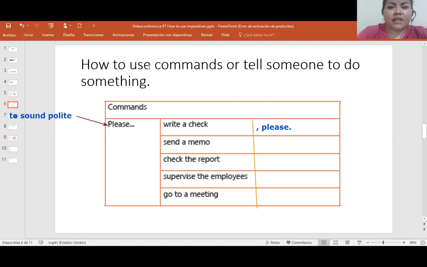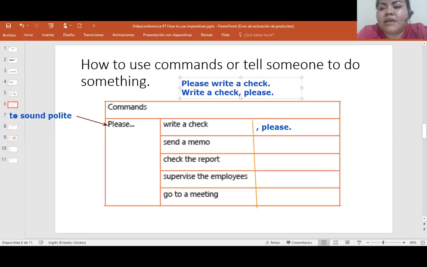So, at the beginning, it will look like this. Please write the check. And if you have it at the end, write the check, please. The meaning is the same, okay? Both of them are polite.